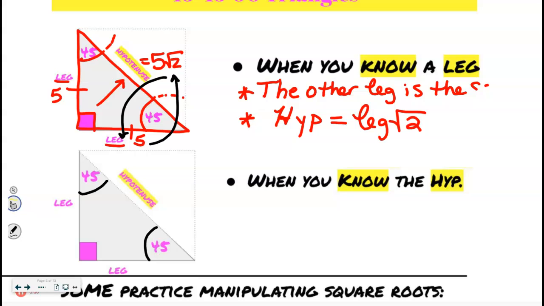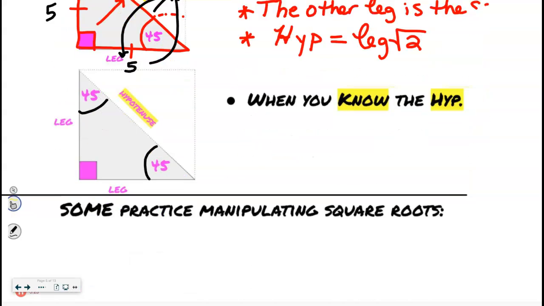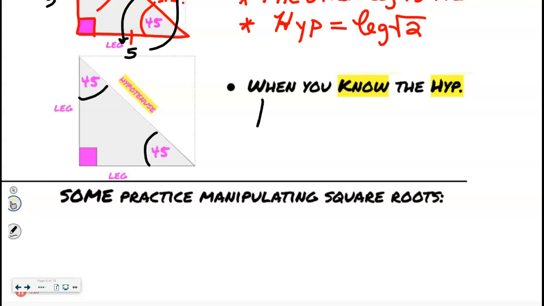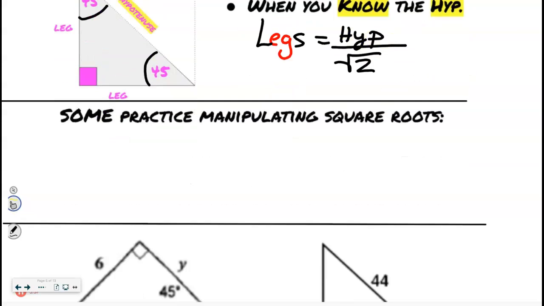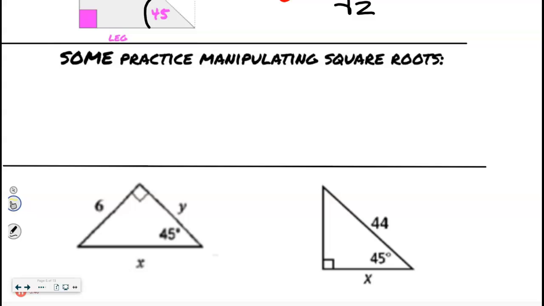So you can see that. Like if I said, oh, psych, I'm not going to tell you what the legs were, guys, but I know the hypotenuse was 5 root 2, then I divide by root 2 to get back to my leg side. Okay, so you're either multiplying by root 2 or you're dividing by root 2. So when you know the hypotenuse, the legs, because they are equal, equal the hypotenuse divided by the square root of 2. All right, so now we need to do some practice manipulating square roots because you are going to be multiplying by square root 2 and you're going to be dividing by square root 2.